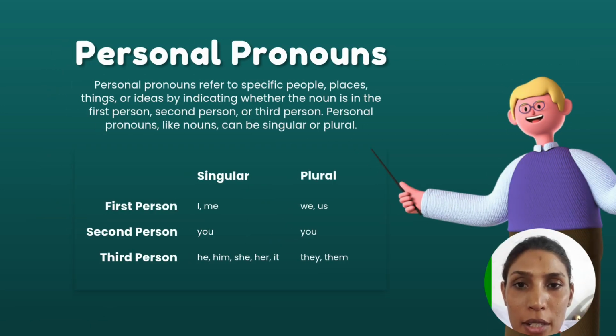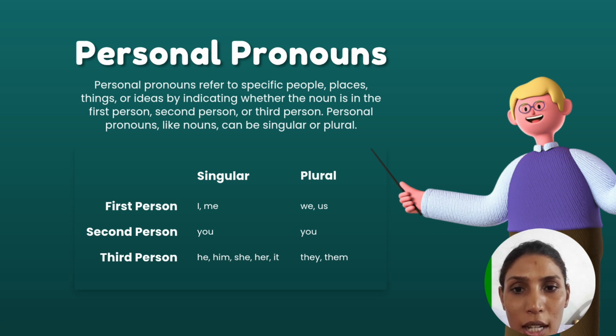So this slide is about personal pronouns. Let me discuss what personal pronouns are. Personal pronouns refer to specific people, places, things, or ideas by indicating whether the noun is the first person, second person, or third person. Personal pronouns, like nouns, can be singular or plural. Let's share an example, singular and plural.